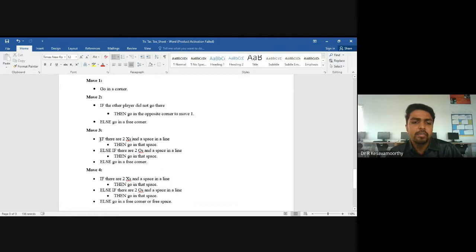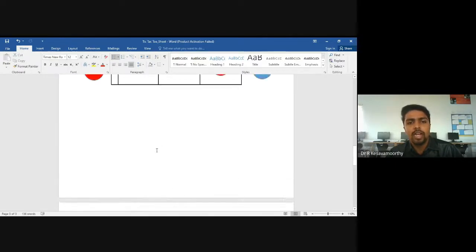If there are 2 X's and a space in line, then go in that space. Else if there are 2 O's and a space in line, then go in that space. Else go in a free corner. So let me use this instruction to make the third move. If there are 2 X's, which means 2 red, and a space in between, then I have to go in that space. If there are two blues and a space in between, I have to go in that space, else I have to go in a free corner.